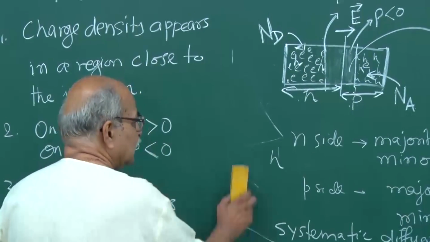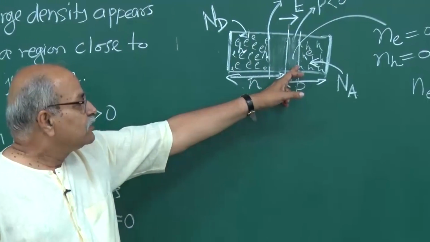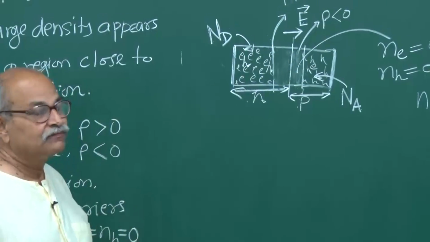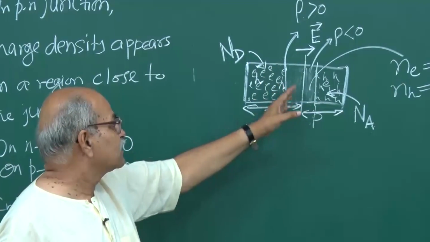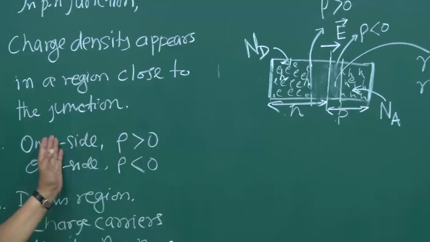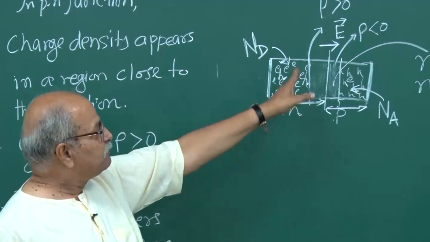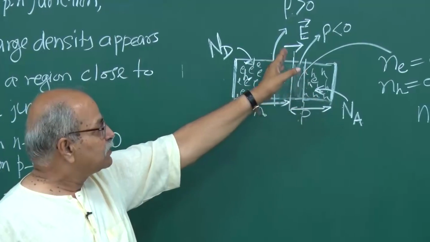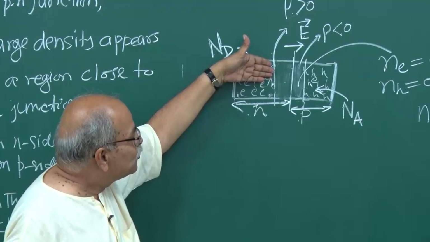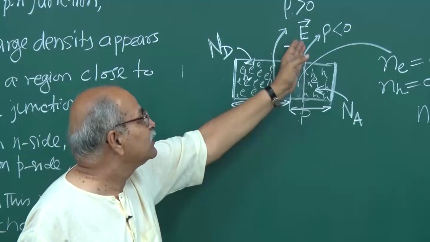Now, in this depletion region, you will have an electric field, because you have positive charges on this side and negative charges on this side. Rho is positive here, rho is negative here. So you will have an electric field, and because of this electric field, the electric potential will decrease as you go from left to right in this picture.